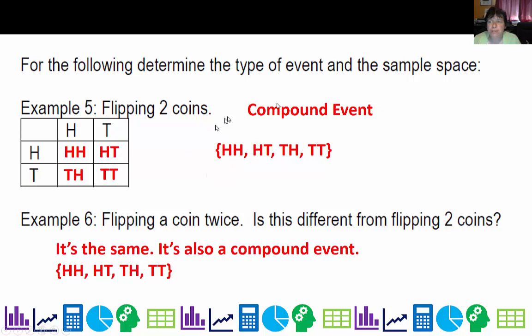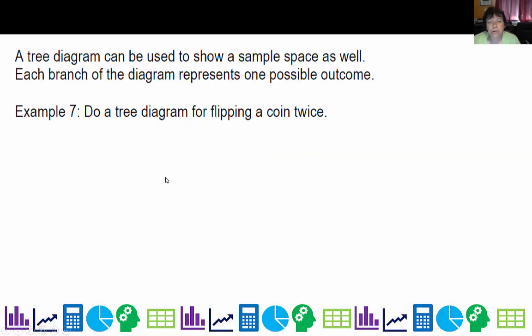So you can have your sample spaces listed the way I have it here, or in a table, whichever one is easier for you. We can also show sample space by doing a tree diagram for flipping the coin twice. In fact, I love tree diagrams. They're very helpful, especially when you have more than two events. So if I can have two possible outcomes on my first event, which is heads and then tails.